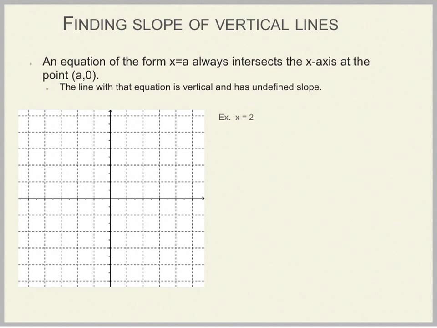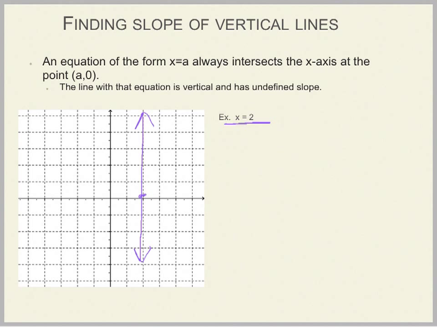Looking at the slope of a vertical line, such as x equals 2, I know that (2, 0) is a point on this line, and the vertical line shows where x's are always equal to 2. Note that my y variables in this instance change.